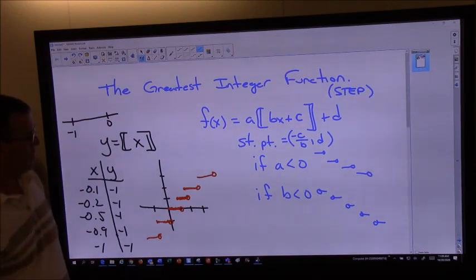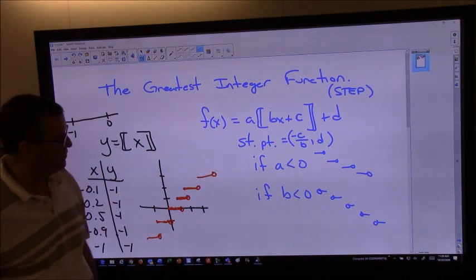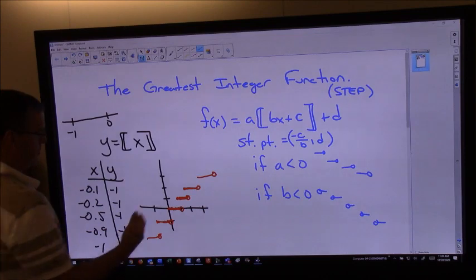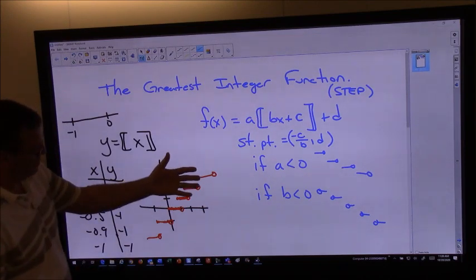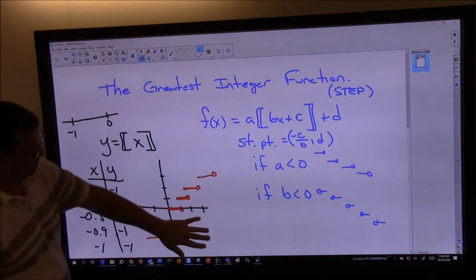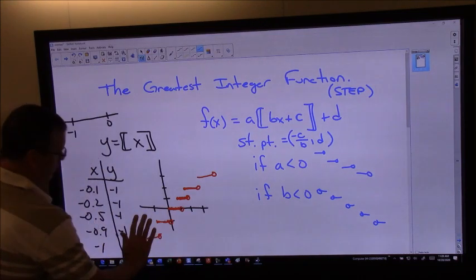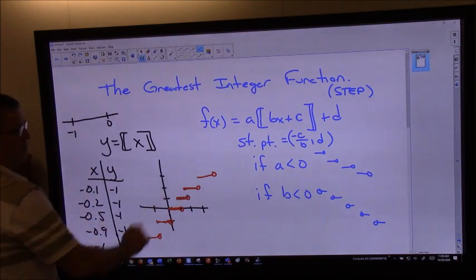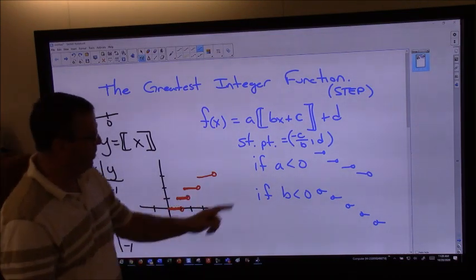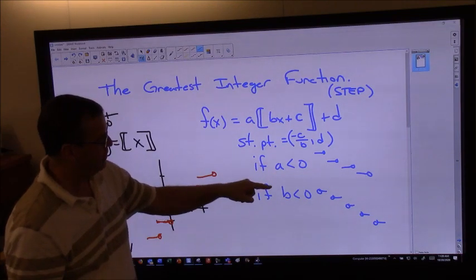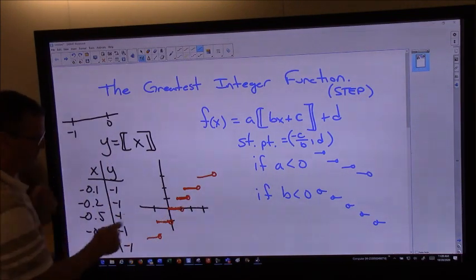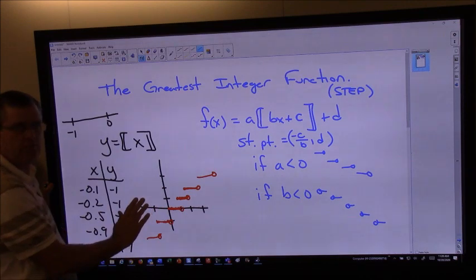Okay? What if these are both negative? Well, see, if I flip these stairs down like this, and then I flip those over like this, I'm going up the stairs again. So if both A and B are negative, we're back to this original graph, except for the open circle has flipped to the other side.